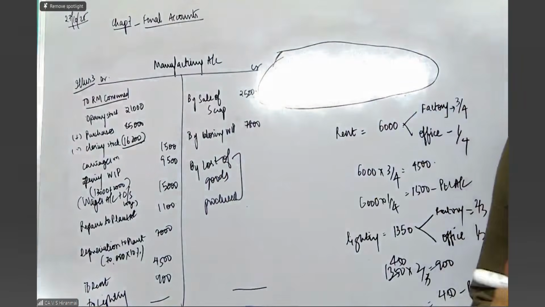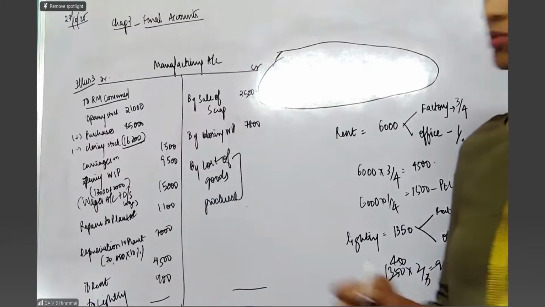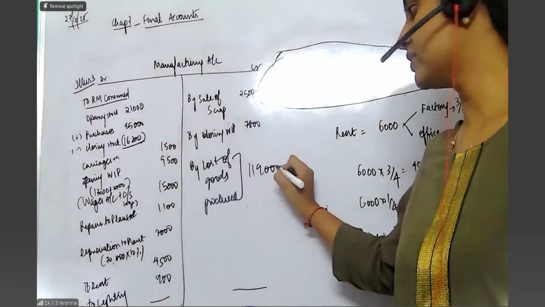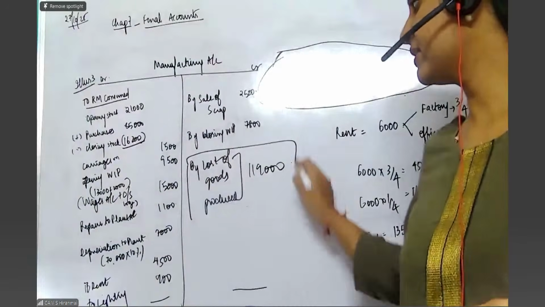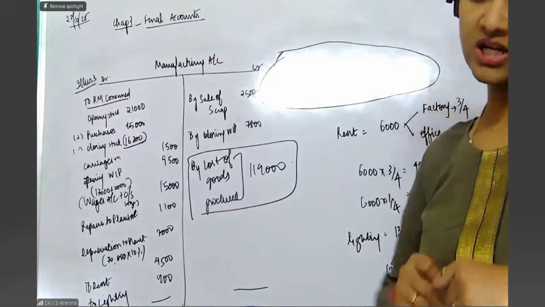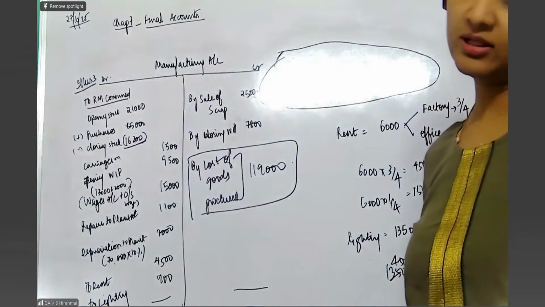Cost of the goods produced. Anybody? Ujjwal says 1,19,000. Everybody agree with that? Is this the answer? 1,19,000? Aisha Maniar also says that good. The others?